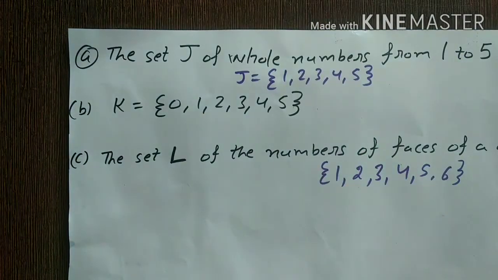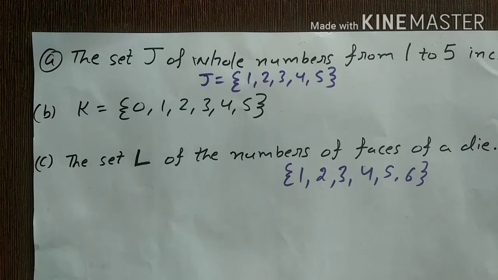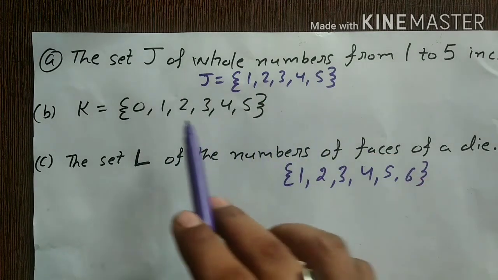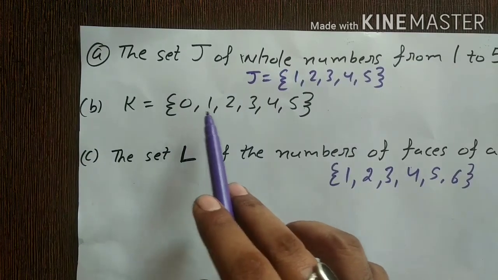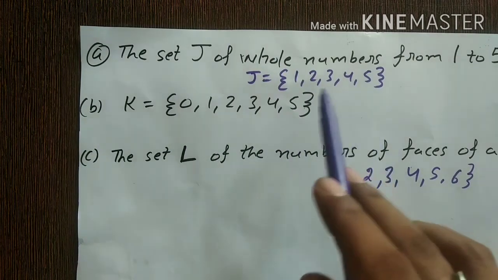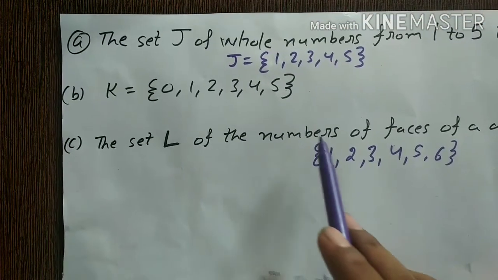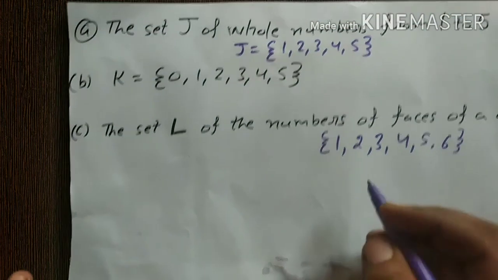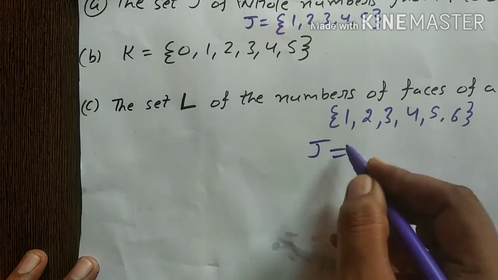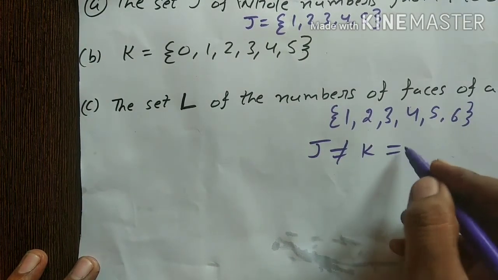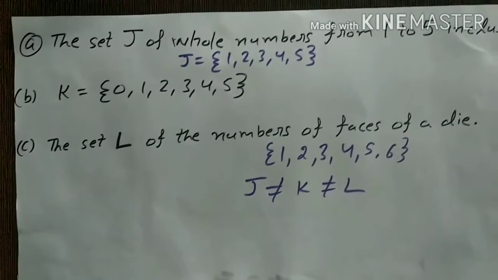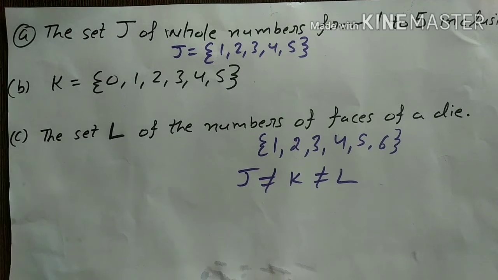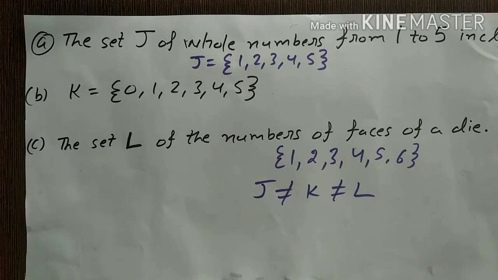Now we can judge which sets are the same. 1, 2, 3, 4, 5. Here this is 0. 0 is not in any set, and none among these 3 sets are the same. So we can say set J is not equal to set K is not equal to set L. Okay, students? So in this way, students, we have studied the concept of equal sets.